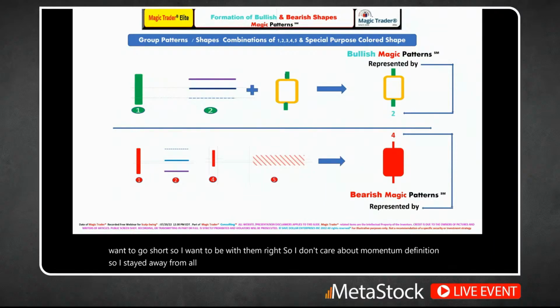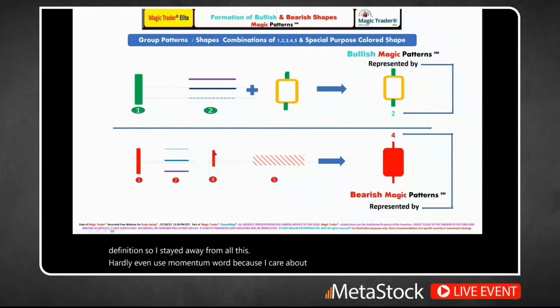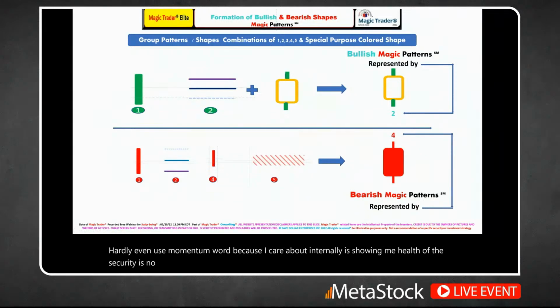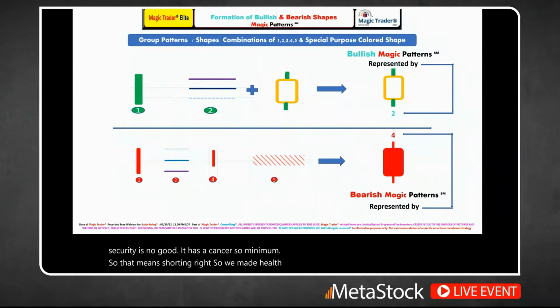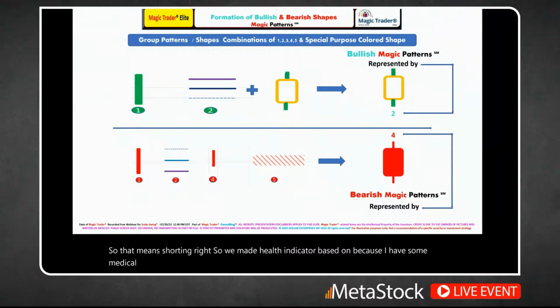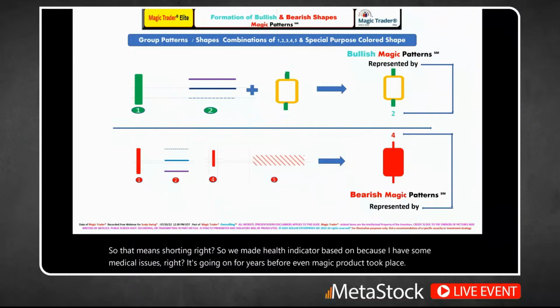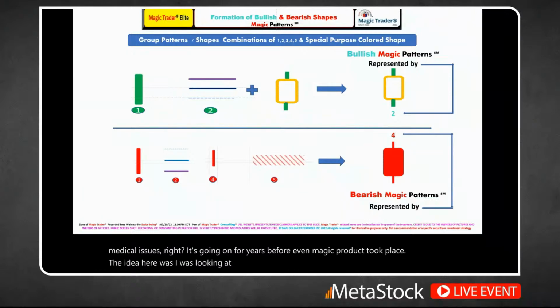I hardly even use the momentum word because I care about what is internally showing me the health of the security. If it is no good, it has a cancer. So beat it up. That means short it, right? So we made a health indicator because I have some medical issues, right? It was going on for years before even Magic Trader took place. The idea here was I was looking at those EKG things. I know I could design indicators so it's inside of the security, right? And this pure health becomes a very important component of that.